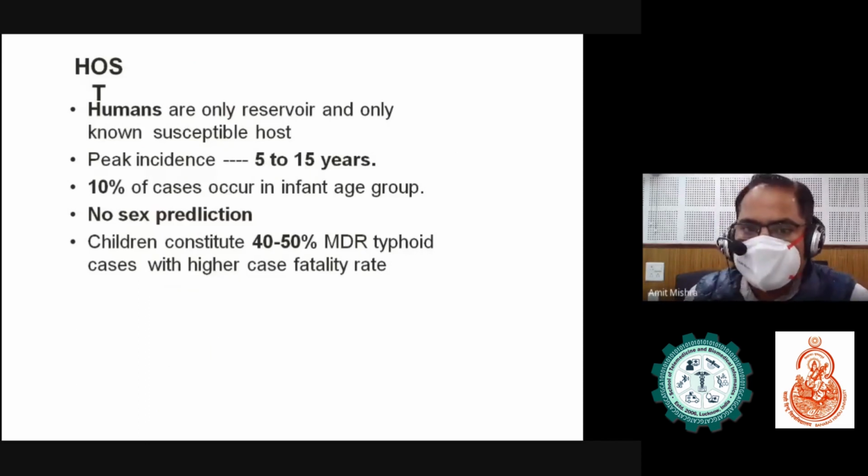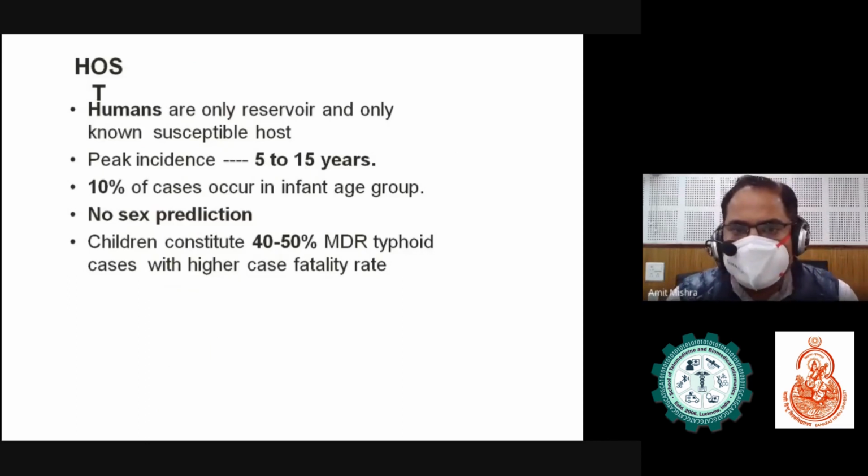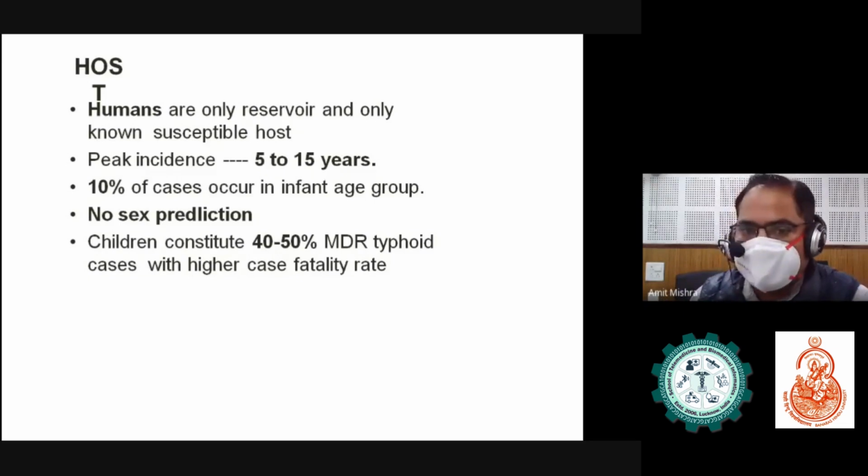Host: humans are the only reservoir and the only known susceptible host. The peak incidence is between 5 to 15 years. 10% of cases occur in the infant age group. There is no sex predilection, and children constitute 40 to 45% of the multi-drug resistant typhoid cases, with a higher case fatality rate. So you can see that it is more common in children, and multi-drug resistance is also commonly seen in children.